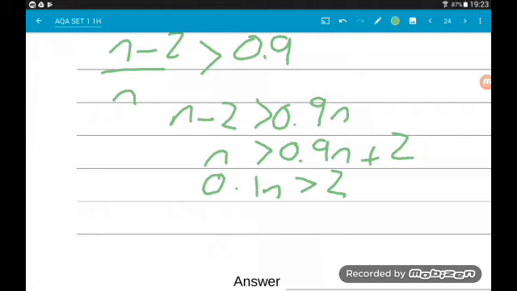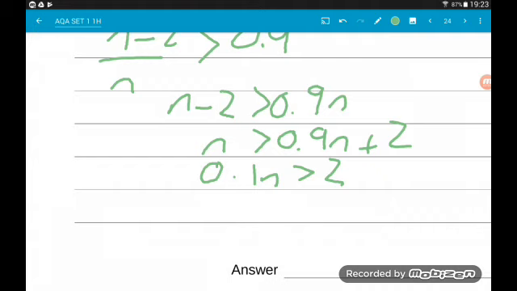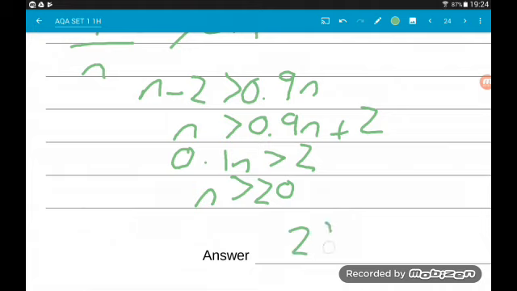And then finally, I don't want 0.1 of an n. Remember, n has to be a whole number because it's a number of beads. So, to turn 0.1 into 1, we multiply both sides by 10. So I get n is strictly greater than 20. So this tells me the number of beads in the bag has to be greater than 20. So the least number of beads in the bag is 21.